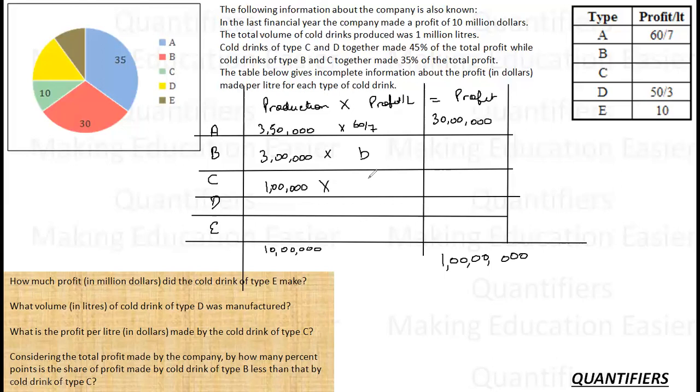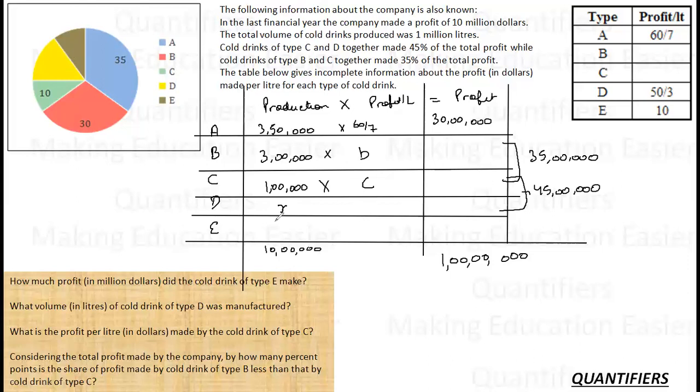And again I don't know the share, so it is C. I know that B and C together constitute 35%, so this is a total of 35 lakh. This is a total of 45 lakh. Okay, so what do we know about their production? Their combined production is 25%, that is 2,50,000.